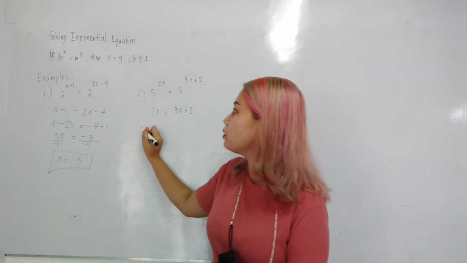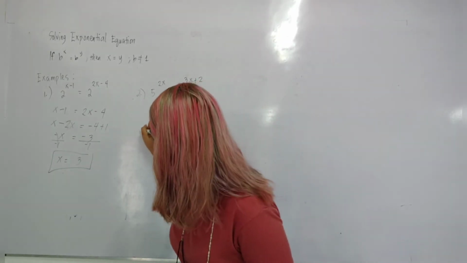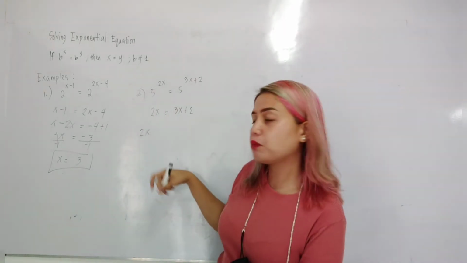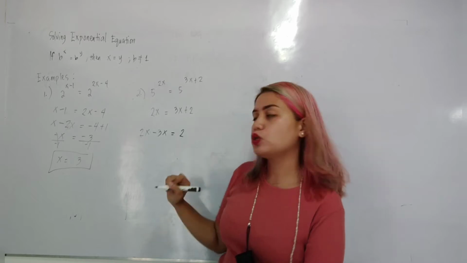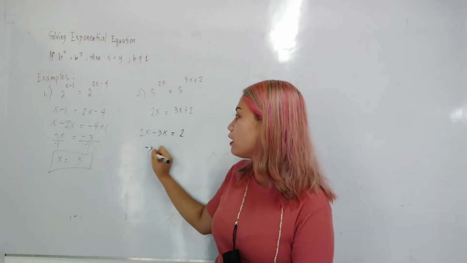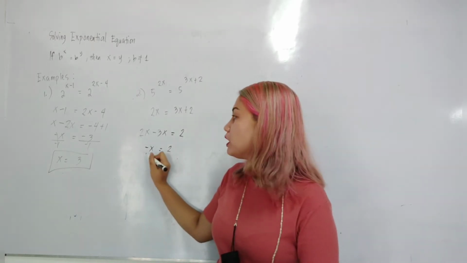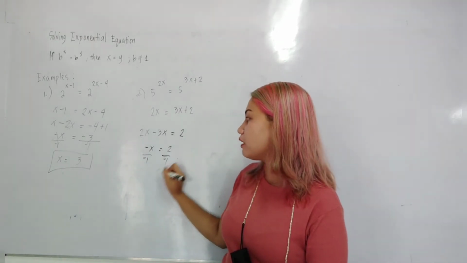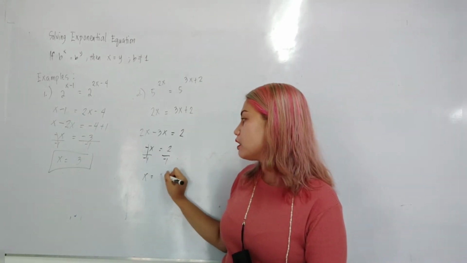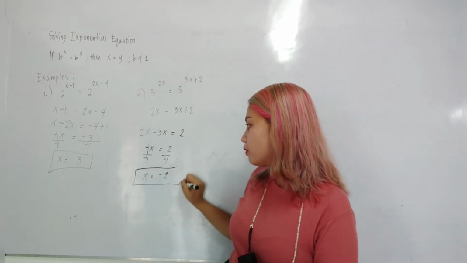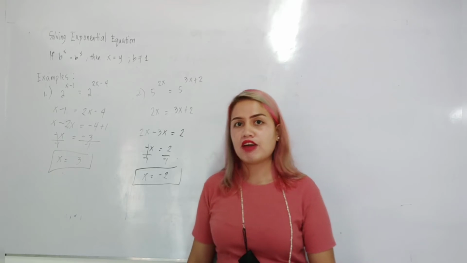So you transfer the positive 3x and it will become minus 3x is equal to 2. 2x minus 3x, that is negative x, is equal to 2. We need to omit this negative sign. It means we need to divide both sides by negative 1. So our answer, 2 divided by negative 1, that is negative 2. Dividing unlike signs gives a negative value.